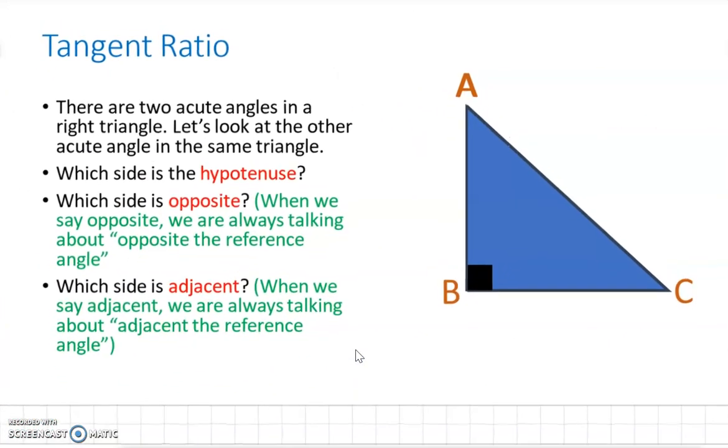More tangent ratio stuff. Again, make sure all this gets in your notes. There's two acute angles in a right triangle, like we said earlier. Let's look at the other acute angle in the same triangle. Which side is the hypotenuse? So this time we're talking about this angle, angle A. We're going to call that angle theta. That's the angle that we are referring to. Which side in this triangle is the hypotenuse? Hopefully you said side AC. You would be correct. It's always across from the right angle. So this is our hypotenuse.